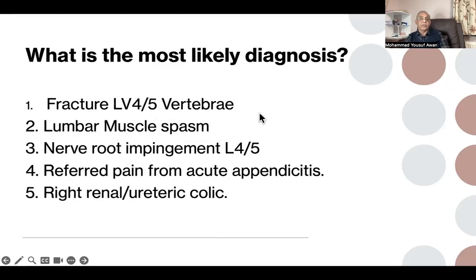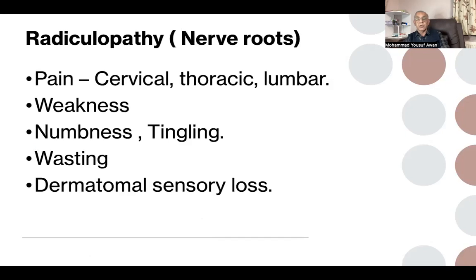Fracture of the L4, 5 vertebra, lumbar muscle spasm, nerve root impingement at L4 and 5, referred pain from acute appendicitis, or right renal or ureteric colic. Right, the correct answer is nerve root impingement. I will come back to this answer once we go through what is called radiculopathy. Radiculopathy is the problem with the nerve roots, pathology of the nerve roots.